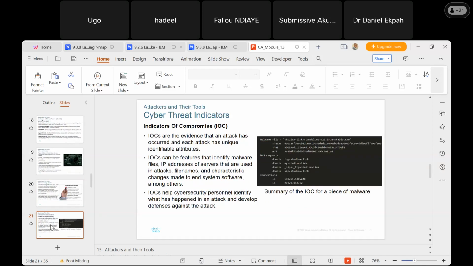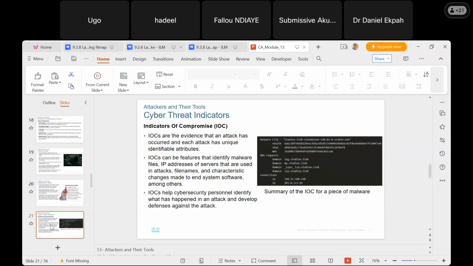Cyber threat indicators. So we have indicators of compromise, the evidence that an attack has occurred, and each attack has unique identifiable attributes. So you could see those attributes have to be traced, for you to be able to know where exactly this has happened and why it has happened.